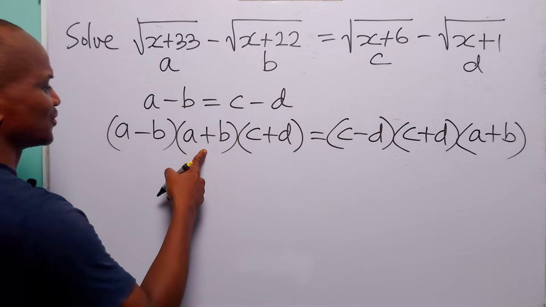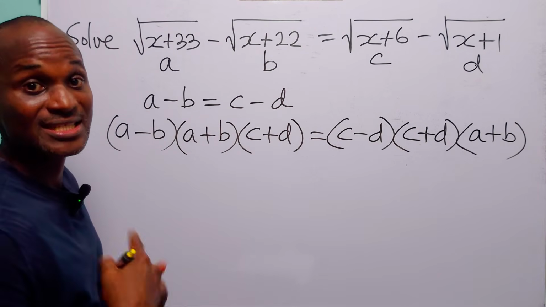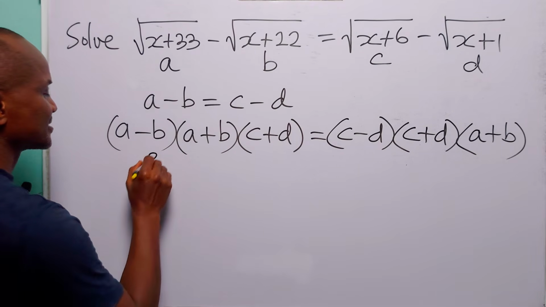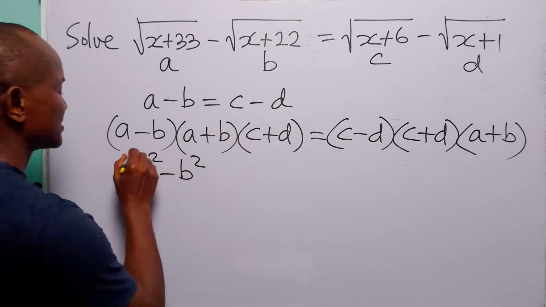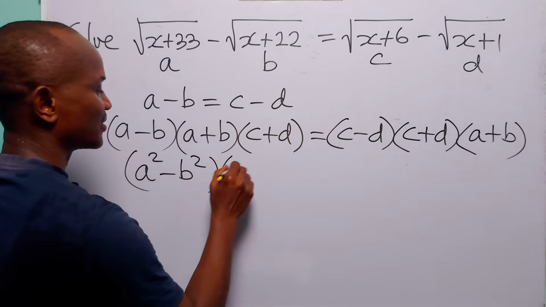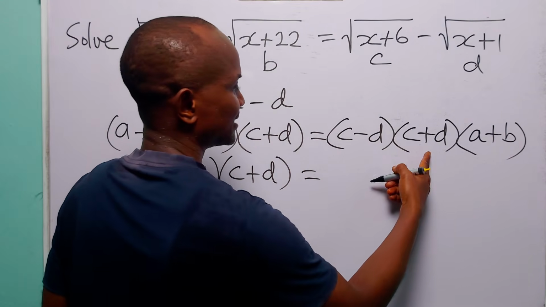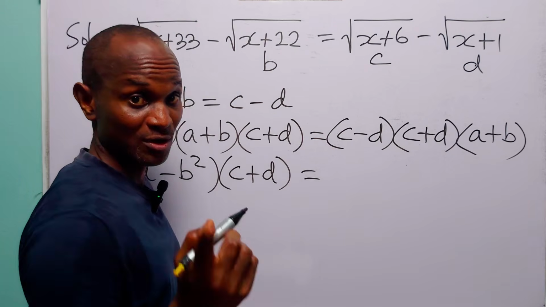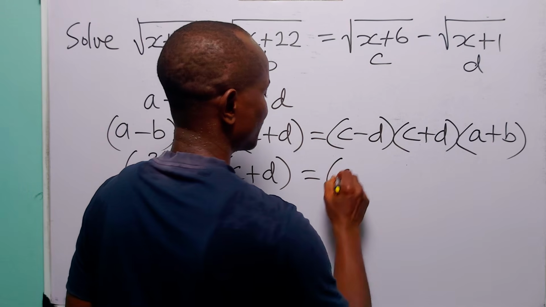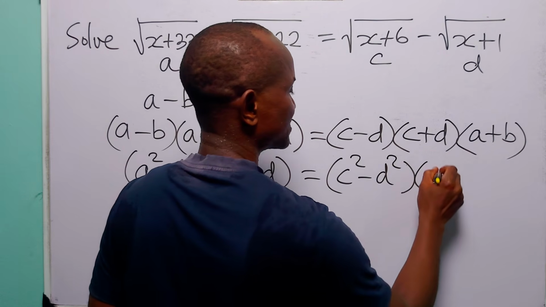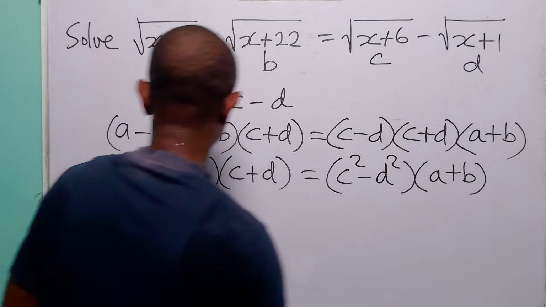Now, when you look at these two factors, you will see the difference of two squares. So when we multiply this, we have a squared minus b squared. And of course, we have c plus d. Once more, when you look at these two factors, you will see the difference of two squares. So here we have c squared minus d squared times a plus b.